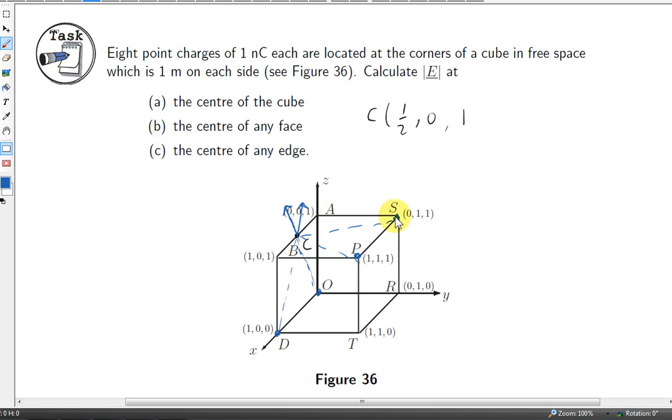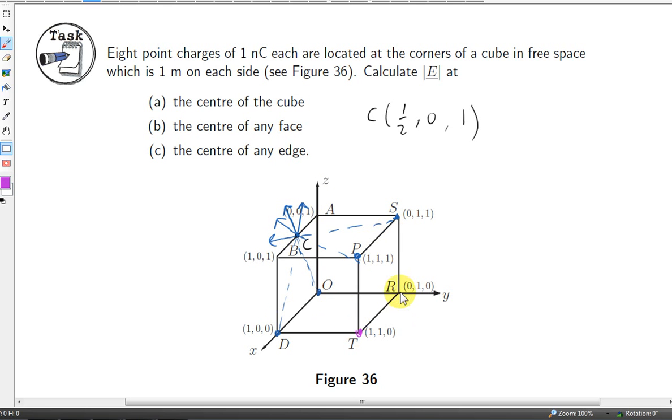Next we get the E vectors due to charges at P and S. So they look something like this. These two vectors will have the same magnitude because C is equidistant from P and S. Actually, the four vectors will have the same magnitude because point C is equidistant from the points O, D, P and S.